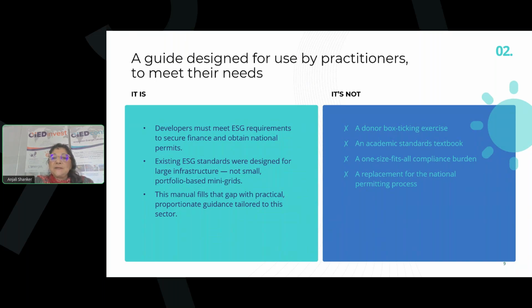So what it is not, it is not a donor tick boxing exercise. It's also not an academic standards textbook, and it's not a one-size-fits-all compliance burden. Of course, one still has to adjust to the reality of the field, and it does not replace national permitting processes, because national regulators, of course, have their own way of doing things and their own requirements. Next slide, please.